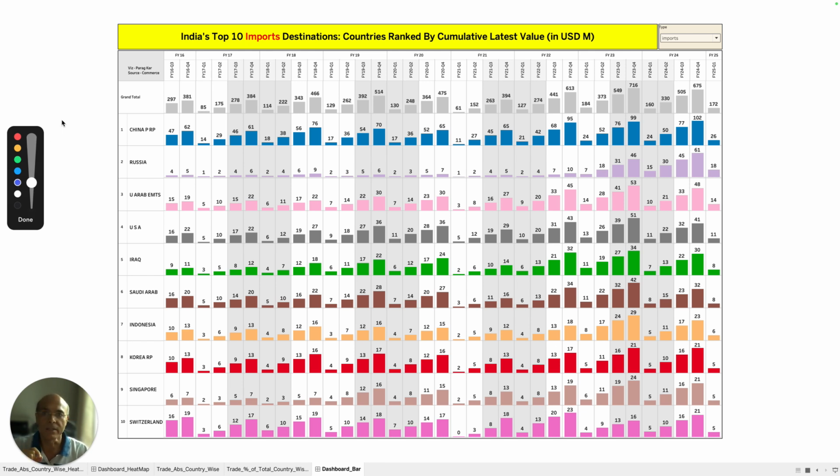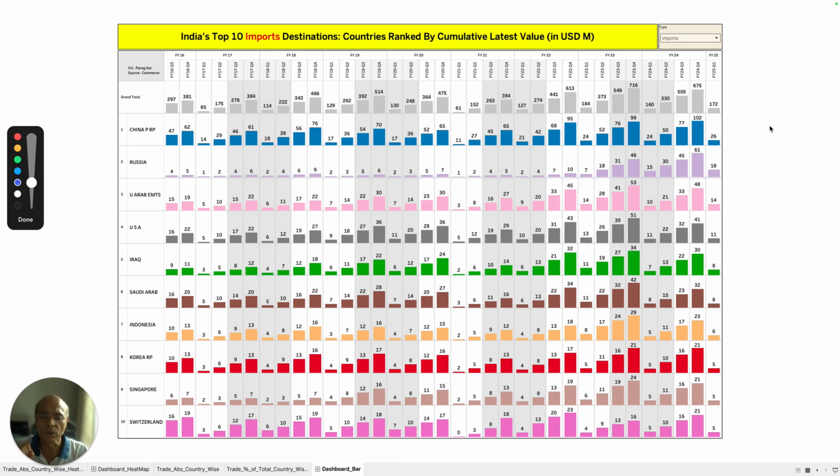So the first chart talks about the top 10 import destinations. These 10 import destination countries are ranked by the latest value of imports, which is for FY25 Q1. So this is ranked as per the value we accomplished in Q1 of financial year 2025. Since these are imports, I have selected imports, and you can see China has been the top import source country for India.